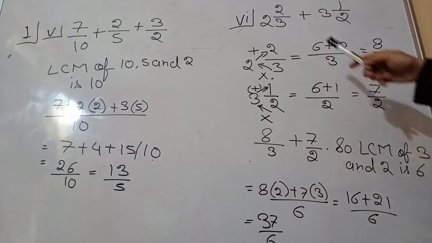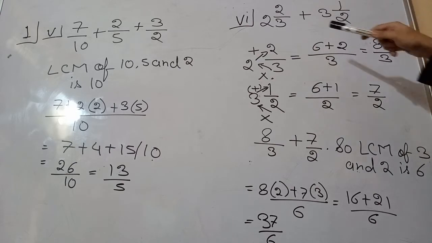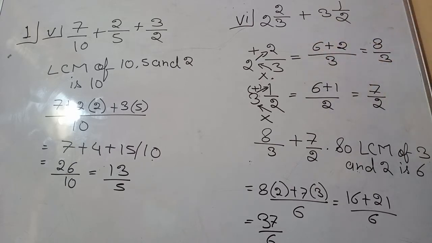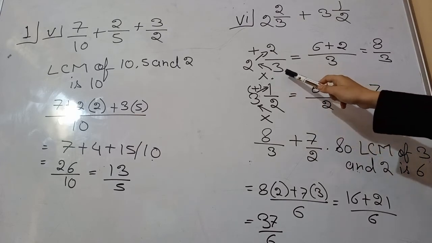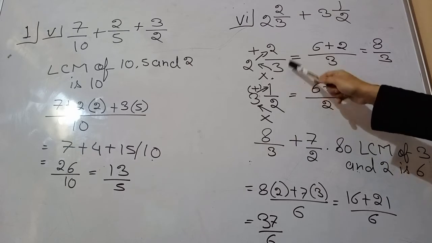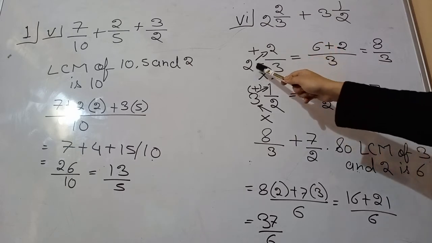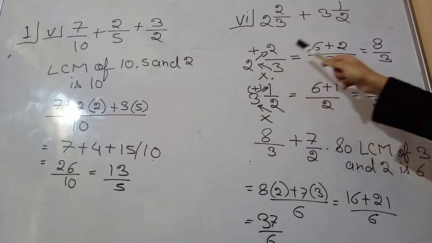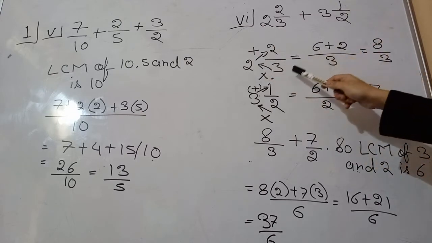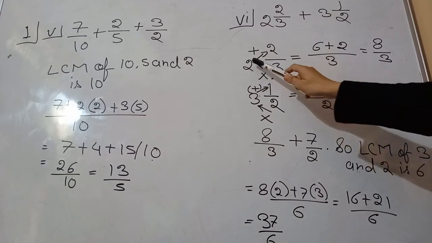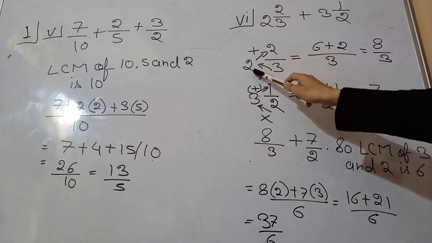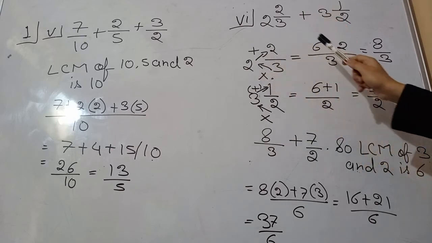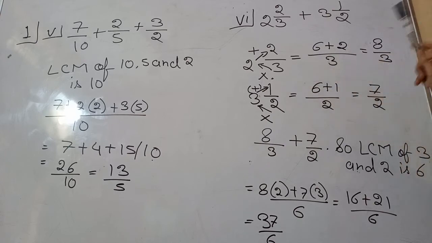Now we will solve option number 6 of the same question. Here you can see this is in the form of mixed fractions. So what do we have to do with a mixed fraction? See, I have indicated the operations by arrows. The denominator is multiplied by the whole number. So 3 2s are how much? 3 2s are 6. Then we have to add the numerator to this result. So 6 plus 2 over 3, which gives us 8 upon 3.